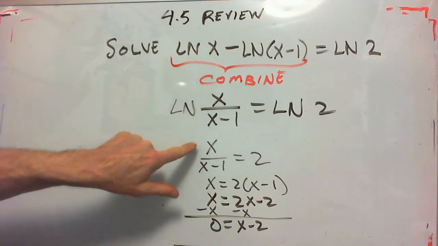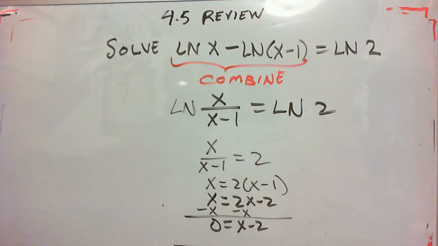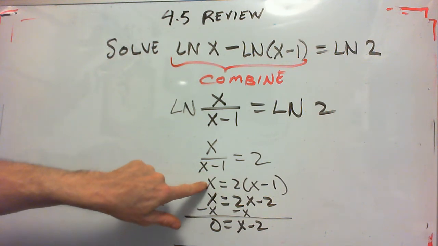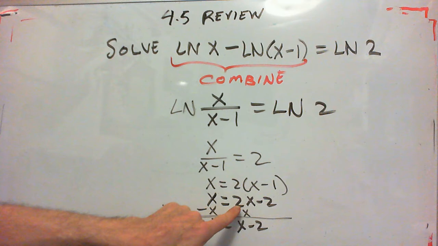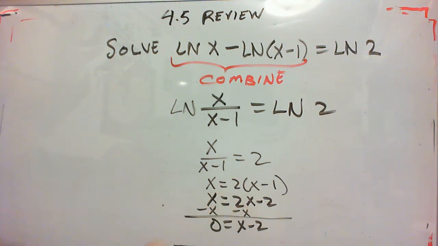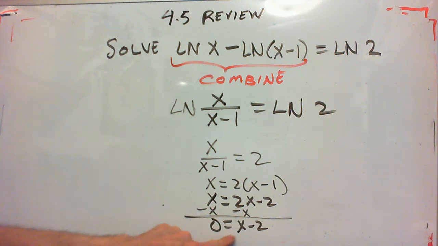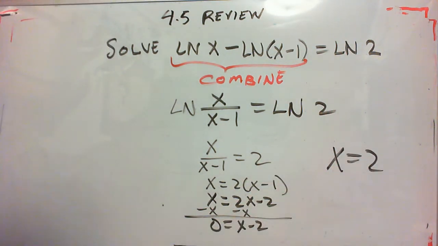So when we unlog both sides, we get x over x minus 1 equals 2. Multiply both sides by x minus 1, giving you x equals 2 times x minus 1. Distribute: x equals 2x minus 2, and then subtract an x from both sides. 0 equals x minus 2. X equals 2.